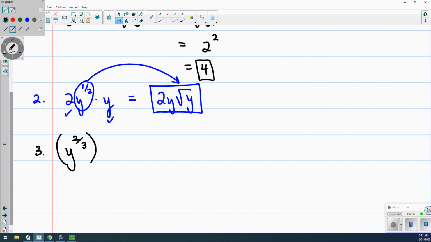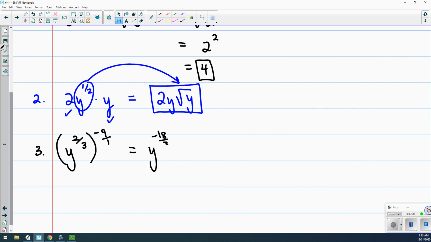Y to the 2/3 to the -9. We need to simplify this. Here I'm recalling my exponent rules. If I have a power to a power, I'm going to multiply. So I have y to the, well, think of -9 as a fraction. That'd be -9/1. And then when you multiply fractions, top times top, bottom times bottom. So I'm thinking y to the -18/3, which would be the same as y to the -6.